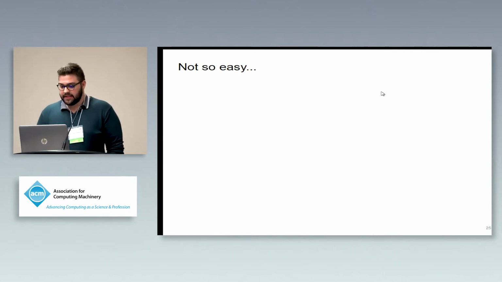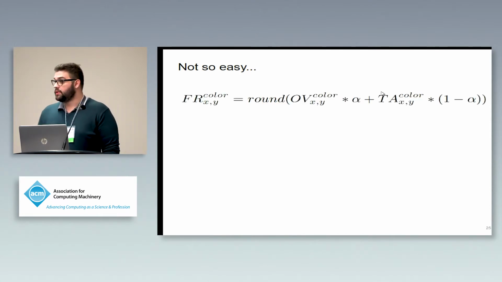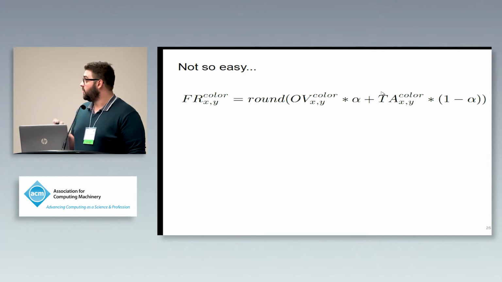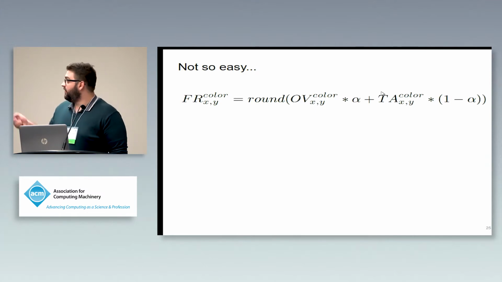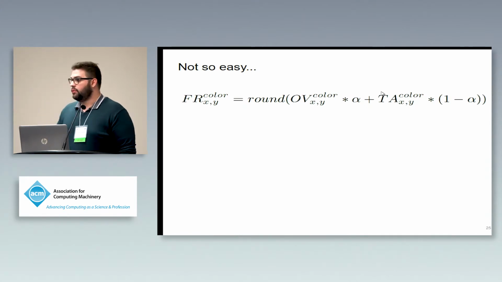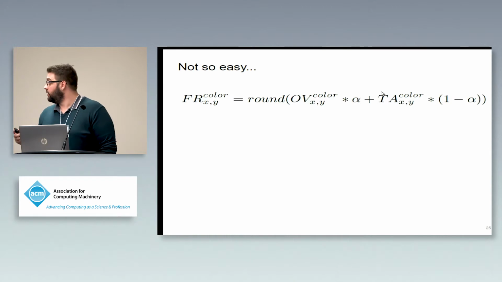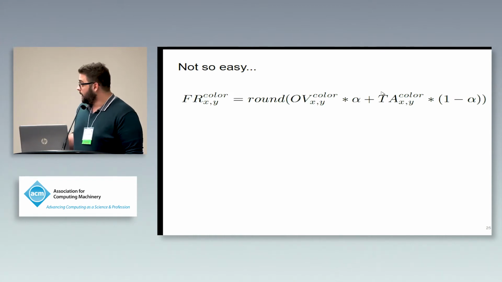Unfortunately, this is not very easy. This is the formula used during the alpha blending process. As we can see, the final render is a weighted average of the overlays and the target app. And also we have an alpha value. This alpha value is very important because it tells us if the overlay drawn on top of the application is semi-transparent or opaque.